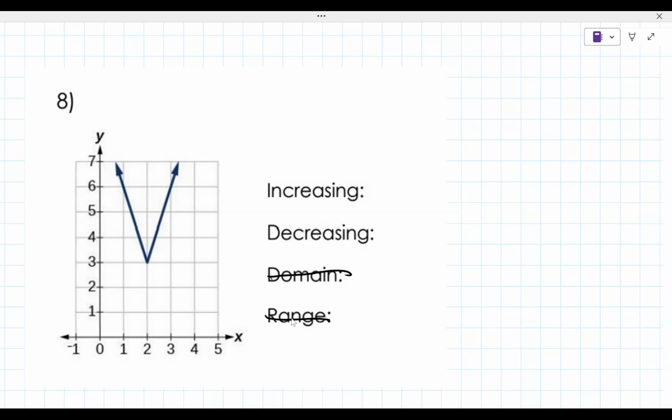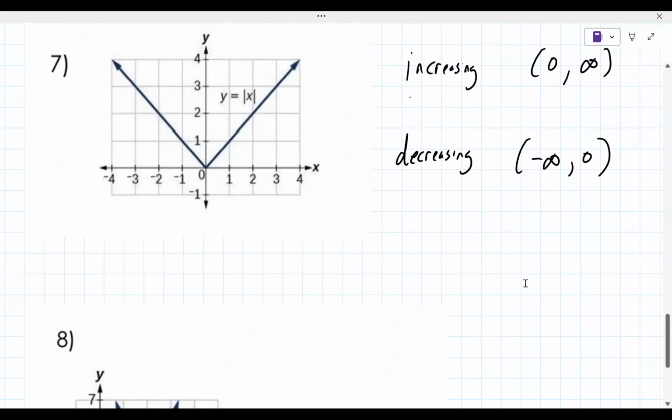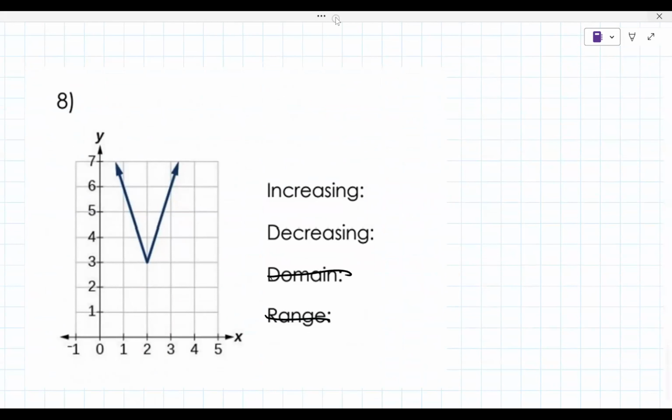For the increasing, it would be y equals 3... There's no Y's. Your answer is an interval like this. So where is the breakpoint? The breakpoint is 2 in this case. So your answer is either 2 to infinity or minus infinity to 2.